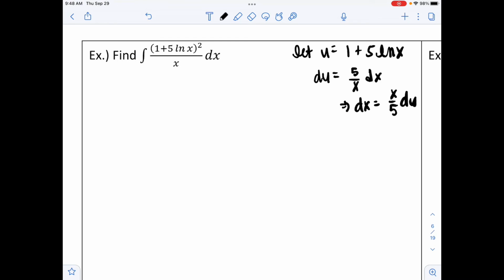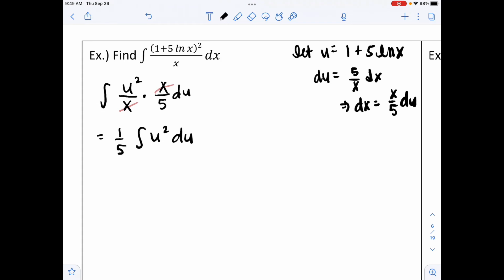So now I'm going to substitute this into my integral, and I get the integral of u squared all over x times, and then instead of dx, I'm going to put x over 5 du. From here, my x's are going to reduce out, and so I'm going to end up with 1/5, which I can move out into the front, the integral of u squared du.